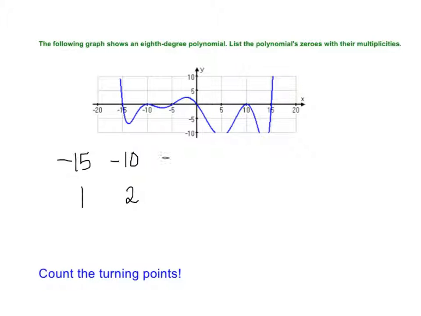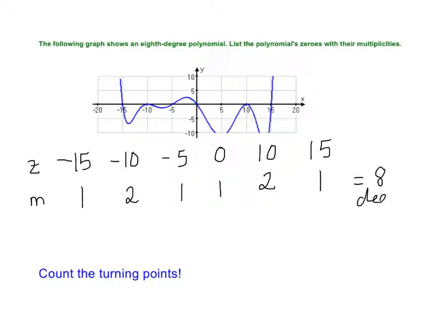There's another 0 at negative 5. It's just a basic cross. There's also a cross at 0, so it has a multiplicity of 1. Then it comes to 10. 10 is a bounce, so that's going to be a multiplicity of 2. And then the last one is 15, and it crosses at 15, so it has a multiplicity of 1. So hopefully if we add these up, we get 8, and this is going to be an 8th degree polynomial. All right.